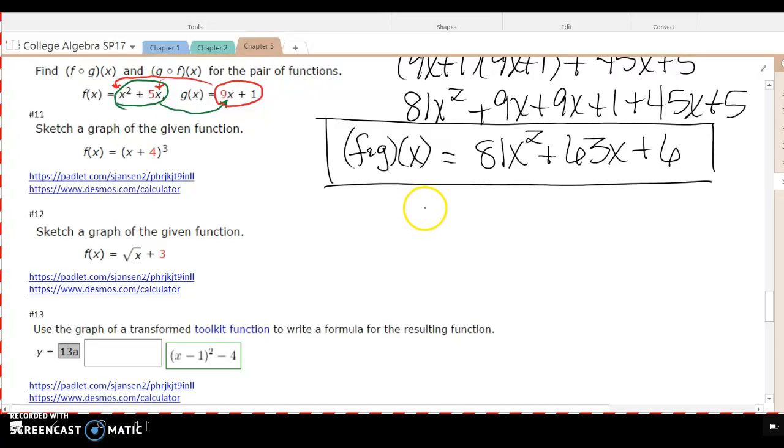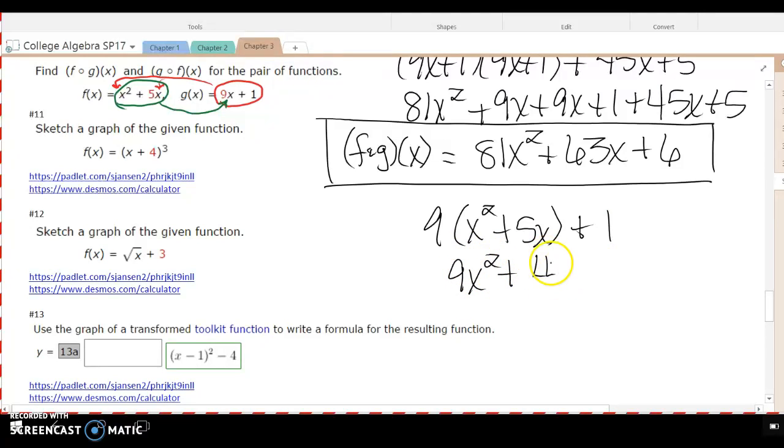So my new function is going to be 9, and instead of x, I'm going to replace that with x squared plus 5x, and then I have plus 1. So let's simplify. So 9x squared plus 45x plus 1. And that's going to be my gof, or my g of f of x.